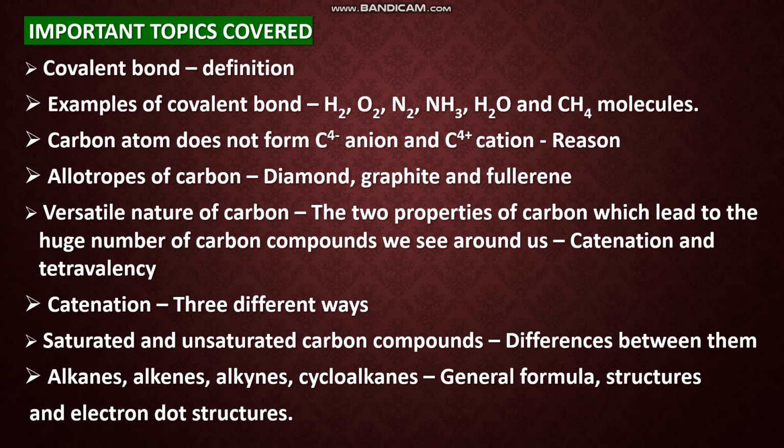Alkenes CnH2n, alkynes CnH2n minus 2, and cycloalkanes, having a ring structure or a closed structure, with the formula CnH2n. Alkanes are saturated; alkenes and alkynes are unsaturated. We also learned how to draw the structures of these alkanes, alkenes and cycloalkanes, and how to draw the electron dot structure.